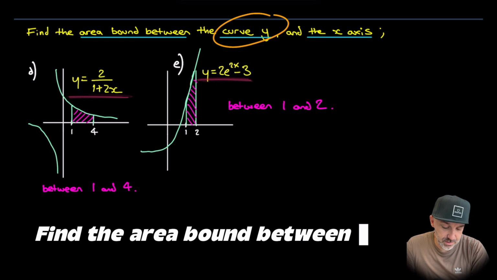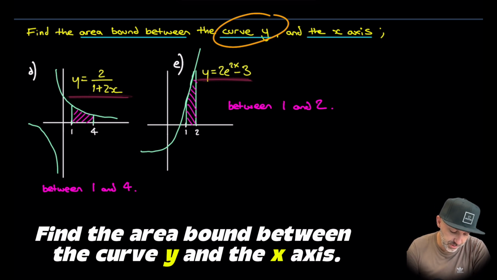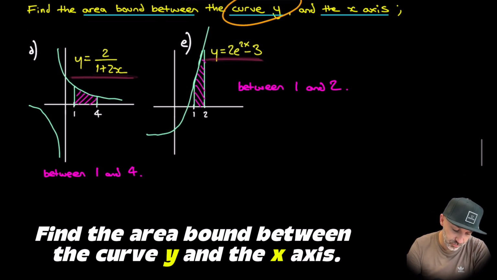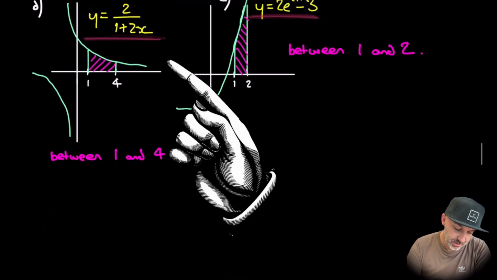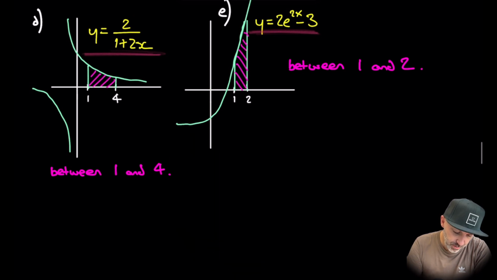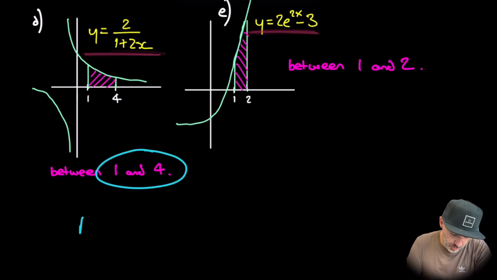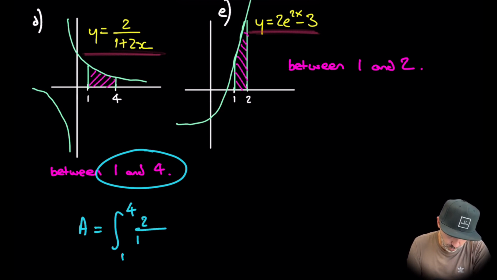On to the next two examples. So this time we are going to end up with a natural log when we're working on D. So let's focus on D just to begin with. It's asking us to find the area between 1 and 4. Well, the area is governed by the integral between 1 and 4 of 2 over 1 plus 2x dx.